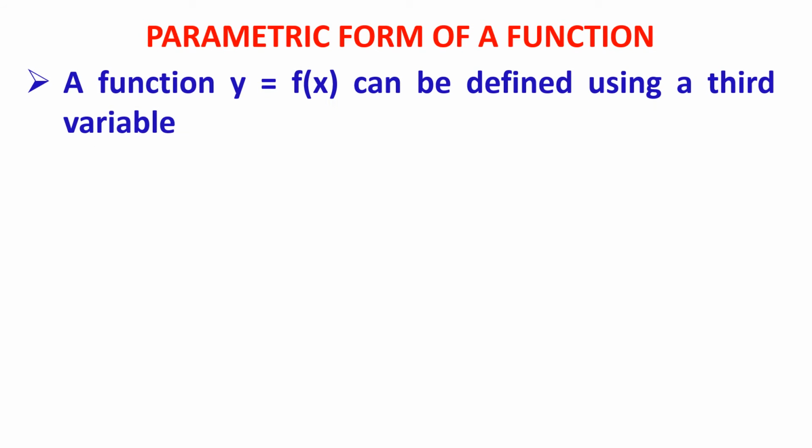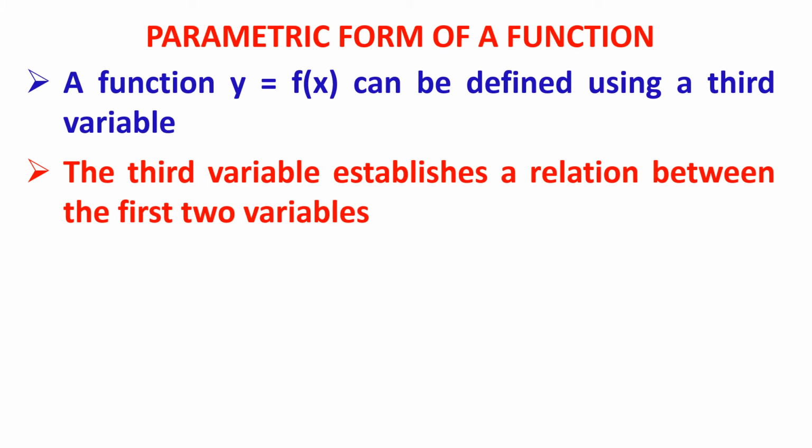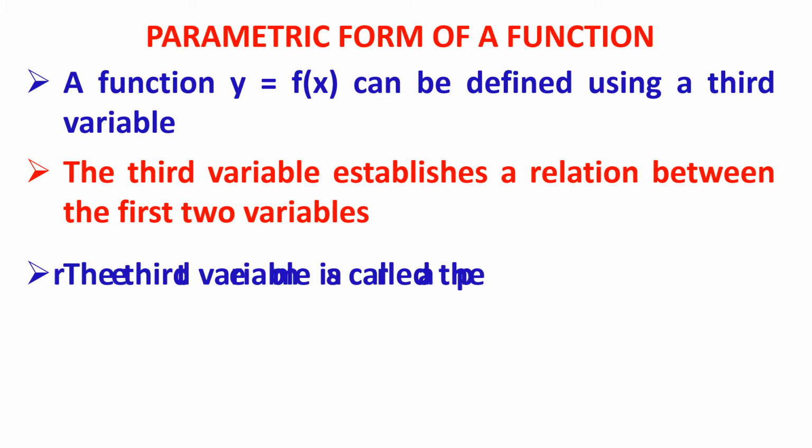Let us see what you mean by parametric form of a function. A function y is equal to f of x can be defined using a third variable. Here you are seeing two variables y and x. We are going to define it using a third variable. That variable may be t or theta or r, whatever it may be. The third variable establishes a relation between the first two variables. It connects x and y. The third variable is called the parameter.